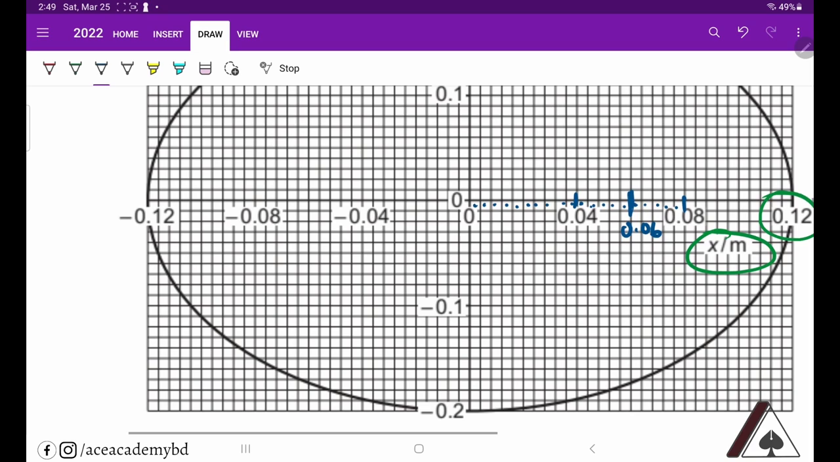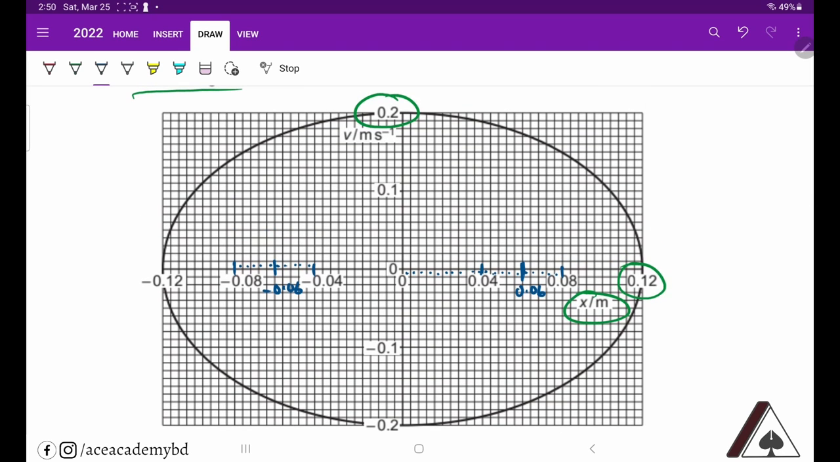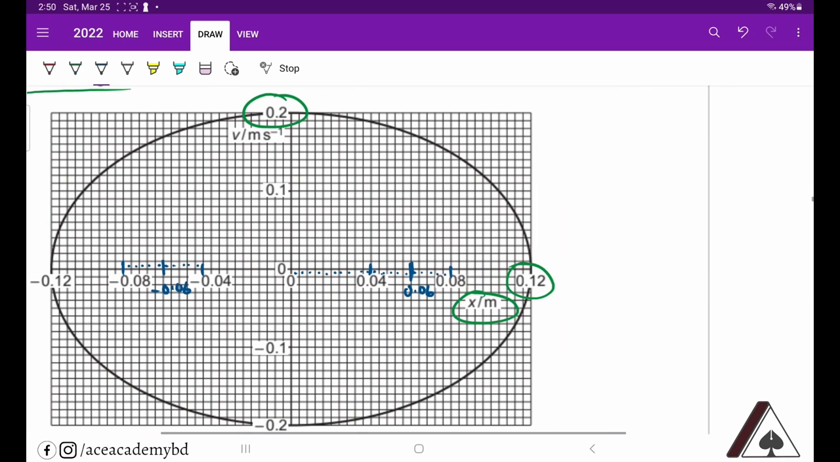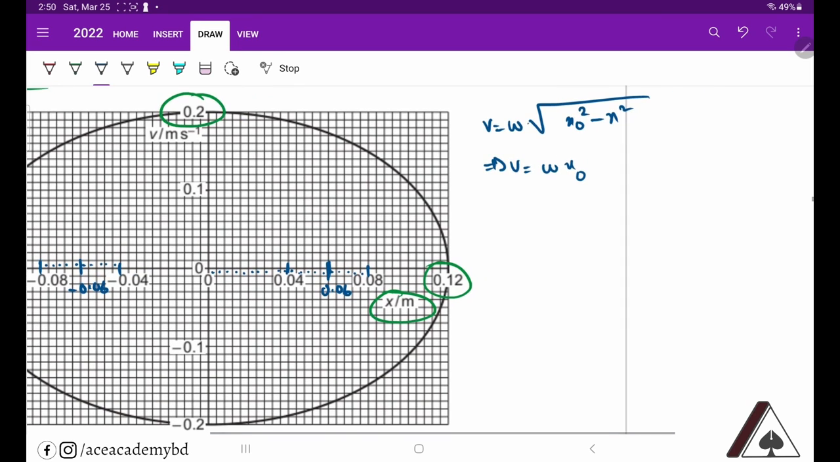Okay, now let's find minus 0.06 here. 1, 2, 3, 4, 5. So this is minus 0.06. Yep, that's the midpoint. Now what we need to do is find v as well. We know v equals omega times the square root of x naught squared minus x squared, and we have already seen that at x equals 0, v is maximum. So v equals omega x naught. They have said that omega is constant.